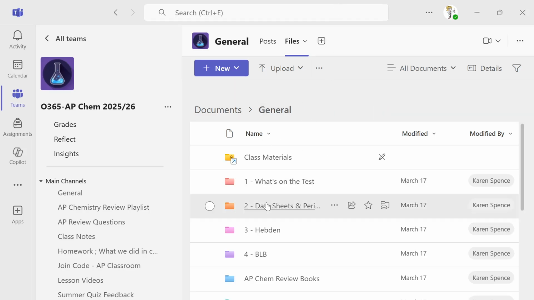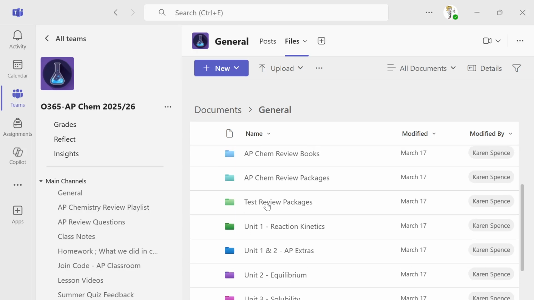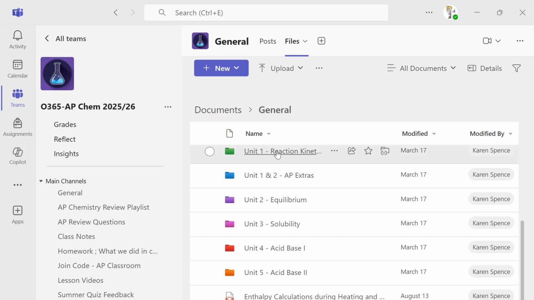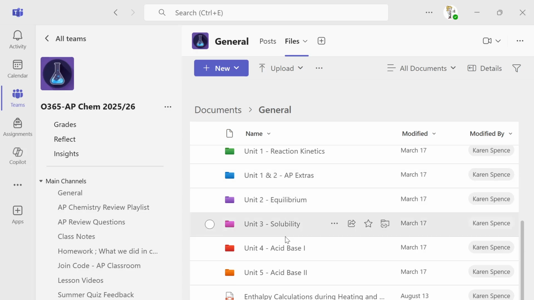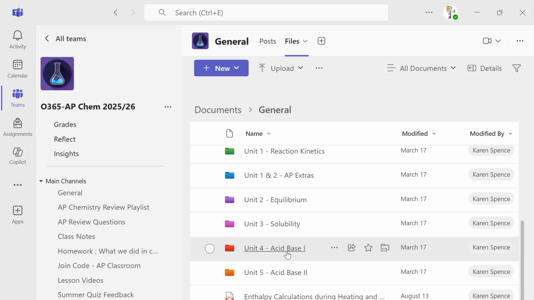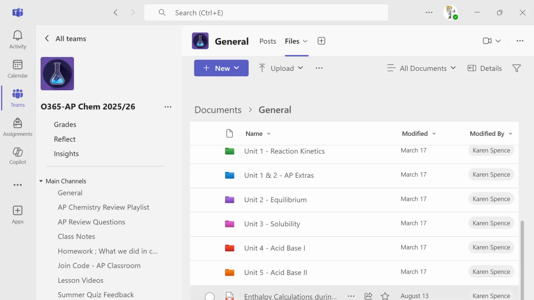And then after we get through all of that stuff, we're just into our regular units. So Unit 1, AP Extras, Unit 2, 3, 4, 5. I haven't got Unit 6 up here yet, still working on that. Okay, and I should put up a thermochem one as well so I can toss in the revised answer key and things like that. Any questions? Anything I've missed over here?